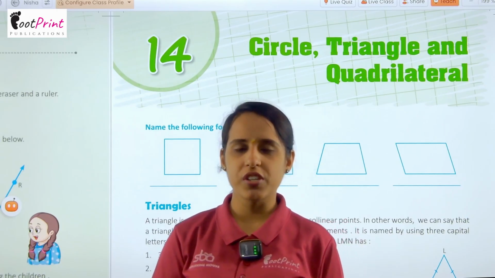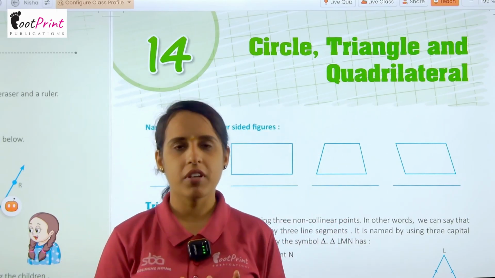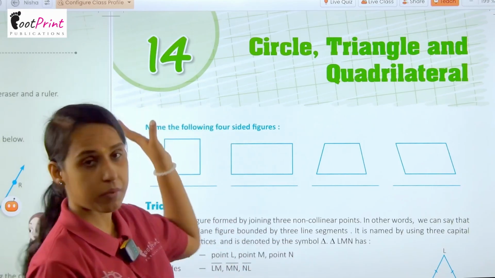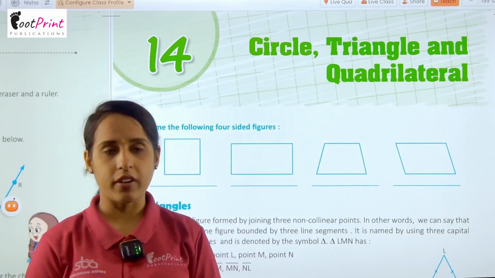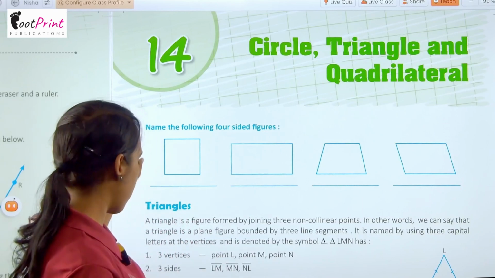This is your mentor Nisha Gola, and today with me we will start our new chapter, chapter number 14, and the name of the chapter is Circle, Triangle and Quadrilateral. So let's start our chapter here.